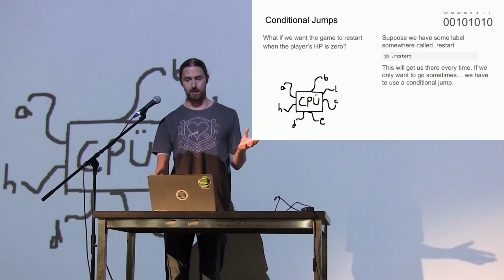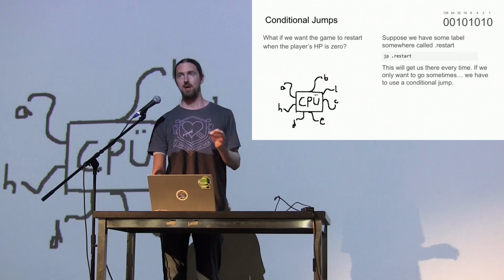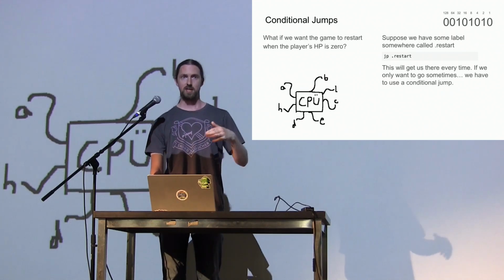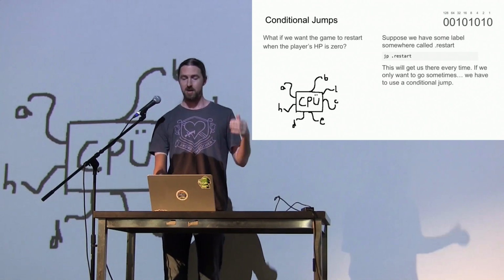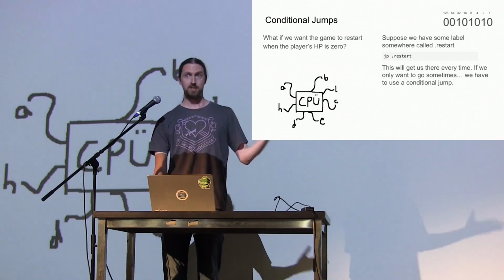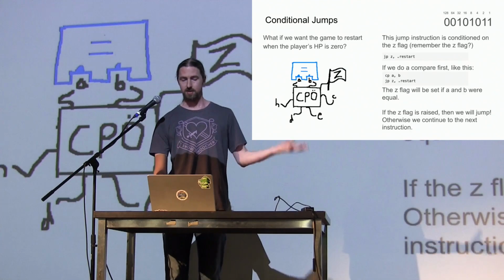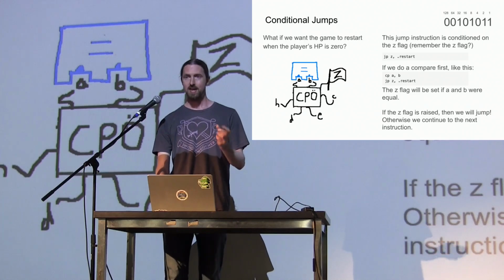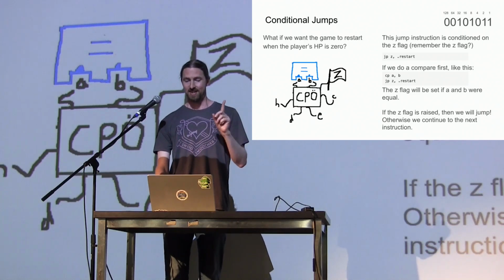So conditional jumps are very important. What if we want to restart the game, but only if the player's HP is 0? If the player's HP is higher than 0, we don't want to restart the game. We have a label somewhere called restart. Jumping to restart would just always jump back to restart. So what we're going to do is condition the jump. So jump Z to restart.